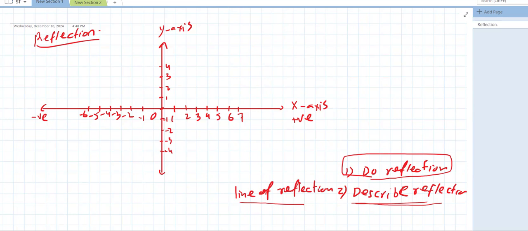So the line of reflection, again, where I was: when you have to describe the reflection, you actually have to find the line of reflection. Okay?